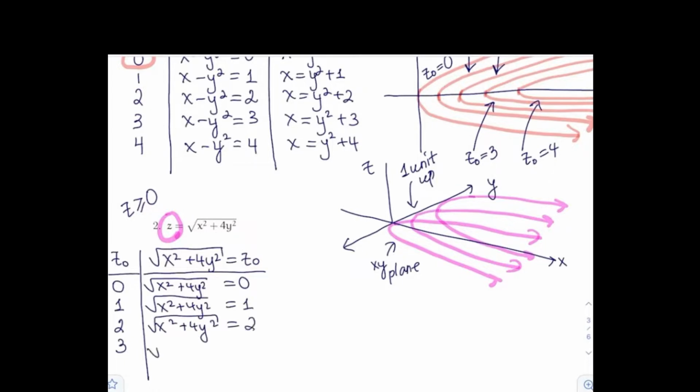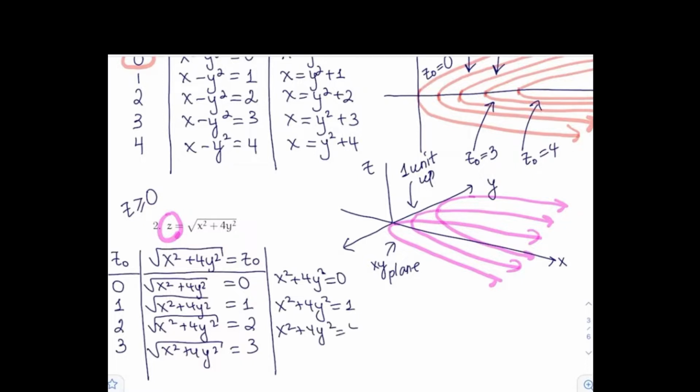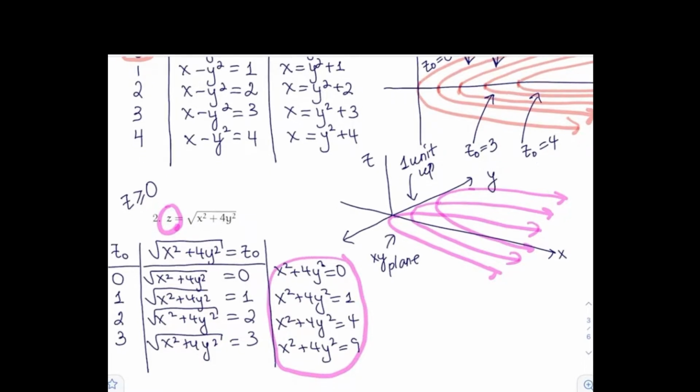Okay, so now what? We would like to get rid of that square root on the left side, so it makes sense to square each side. So here we get 0, we get 1. For the next curve, we get 4, and then for this last curve, we get 9. Okay, so what are these? Now these are curves, right? These are curves in our xy plane, and they're just ellipses.